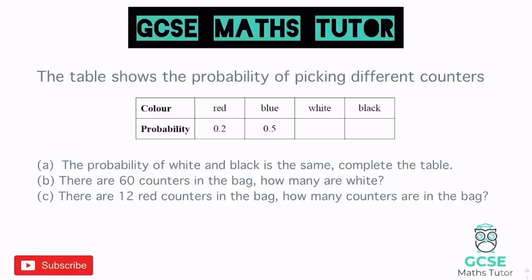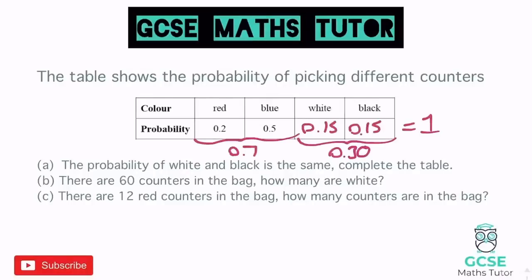Okay, the table shows the probability of picking different colours. So we have red, blue, white and black, and it says the probability of white and black is the same, complete the table. So at the moment we've got these two which add up to 0.7, and probabilities have to add up to 1. Now what we've got left over there is 0.3. I like to think of it as 0.30 because if they're both the same we're going to have to halve that, and half of 30 is 15, so it's 0.15 for both of those, and now they add up to 1.